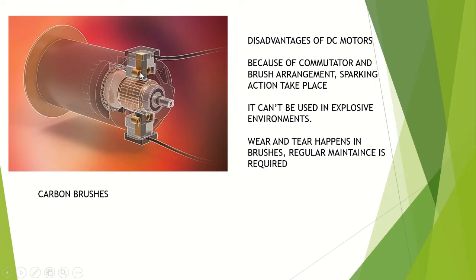These are the two brushes through which we supply the current, because the rotor has conductors. Conductors require electricity. Electricity is supplied through the carbon brushes only, because a rotating structure gets the supply only through brush arrangements.